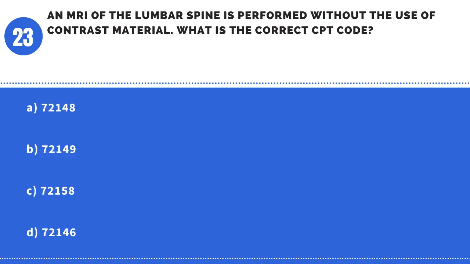Question 23. An MRI of the lumbar spine is performed without the use of contrast material. What is the correct CPT code? A. 72148. B. 72149. C. 72158. D. 72146.